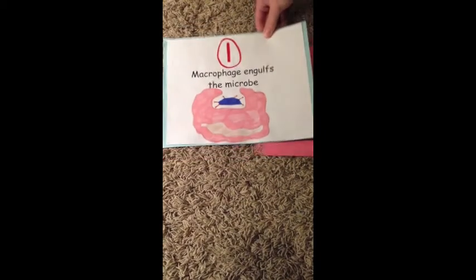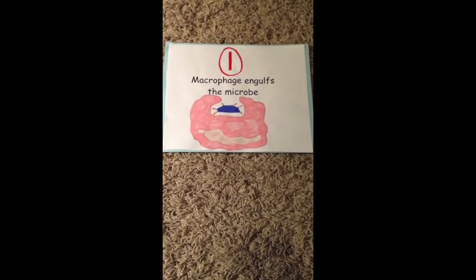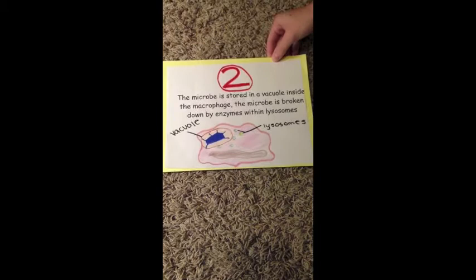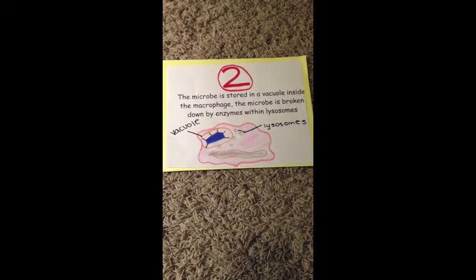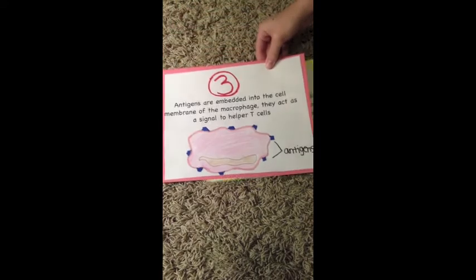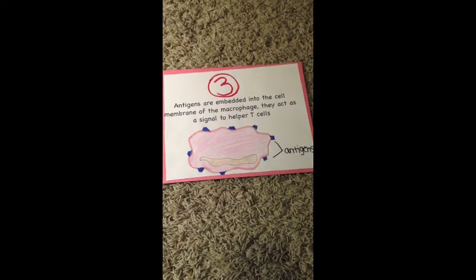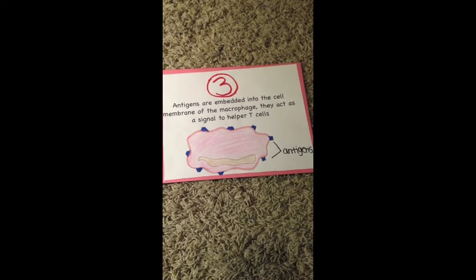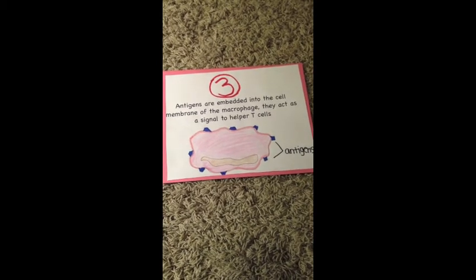Phagocytosis occurs when a microbe is engulfed by the macrophage into a vacuole. Then, the microbe is broken down by enzymes within lysosomes, and then the waste is excreted. However, the antigens are embedded into the cell membrane of the macrophage. They act as a signal to helper T cells, alerting them that there is a pathogen in the body.